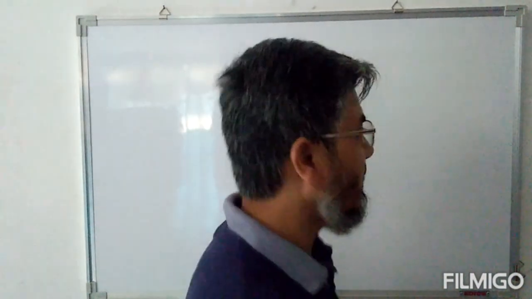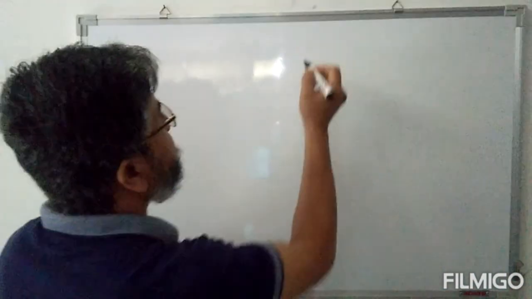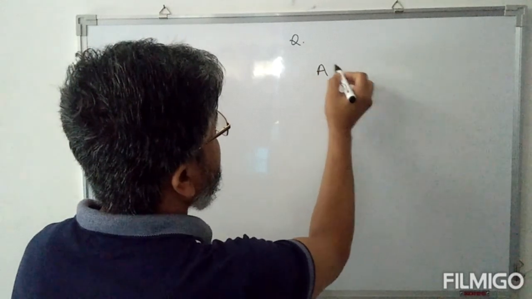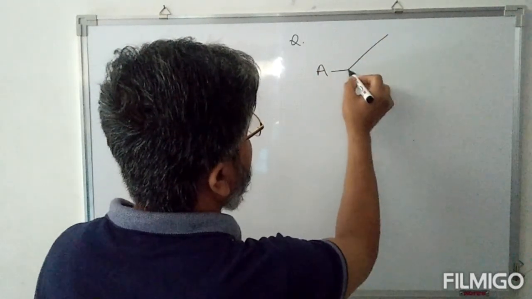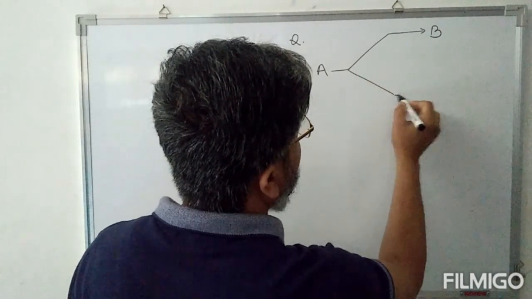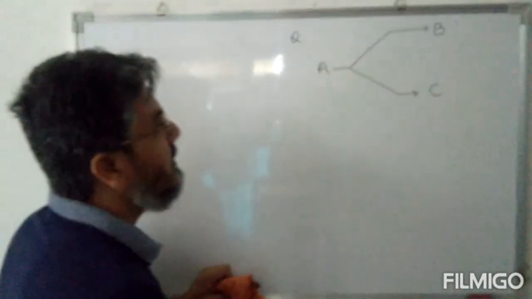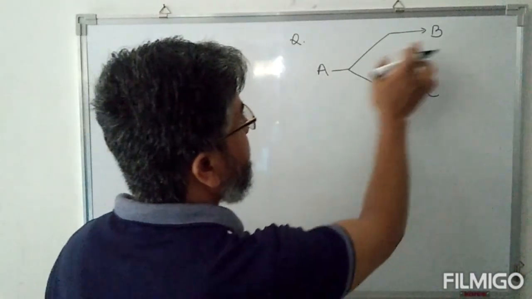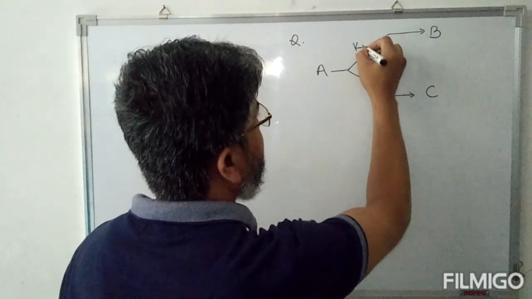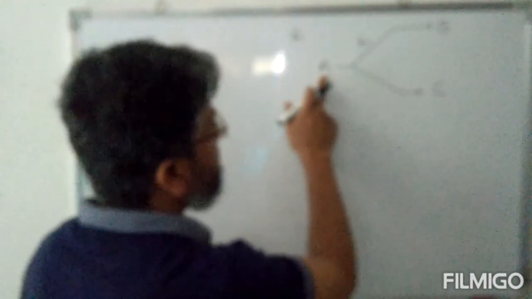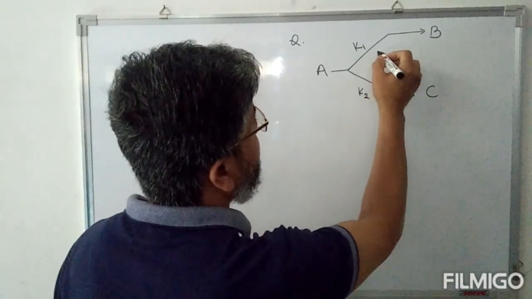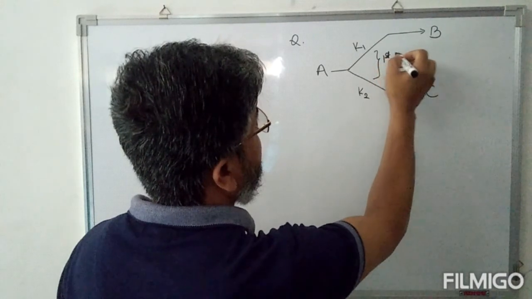Let's see how to solve the problem with some examples. Suppose we have a question: a reactant A undergoes parallel reaction to give product B and product C. Conversion of A into product B is first order with rate constant K1. Conversion of A into C is again first order kinetics with rate constant K2. Both are first order kinetics.